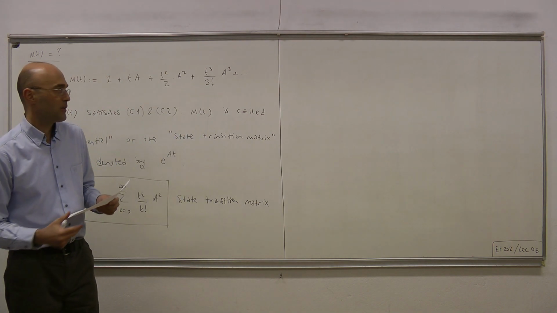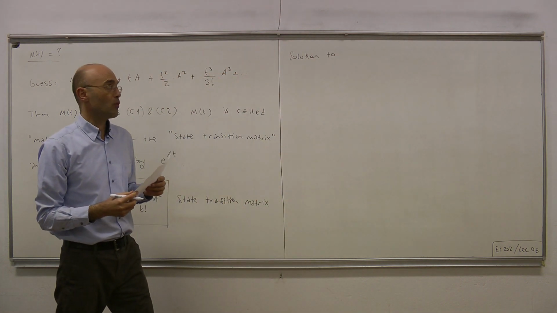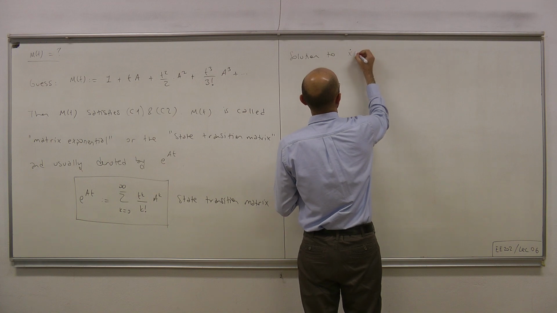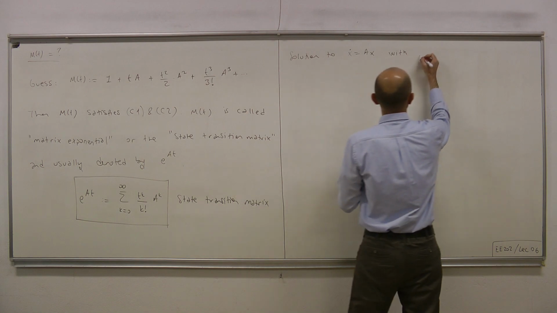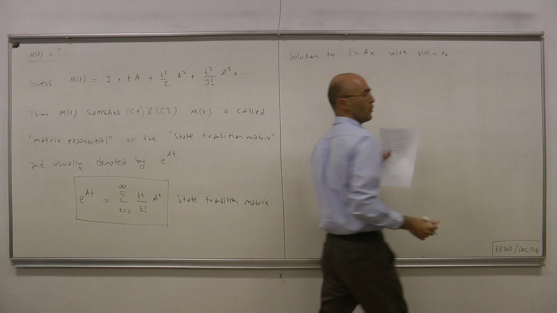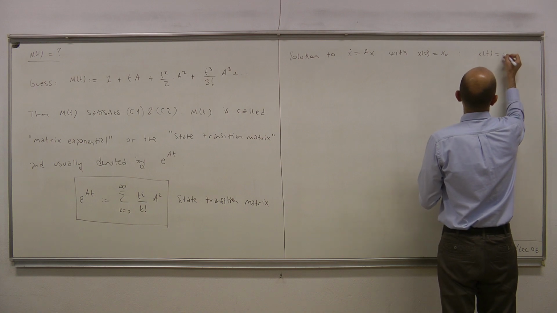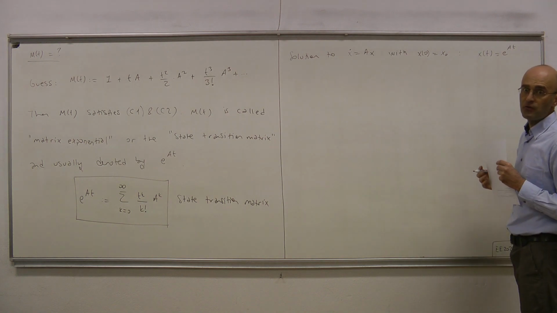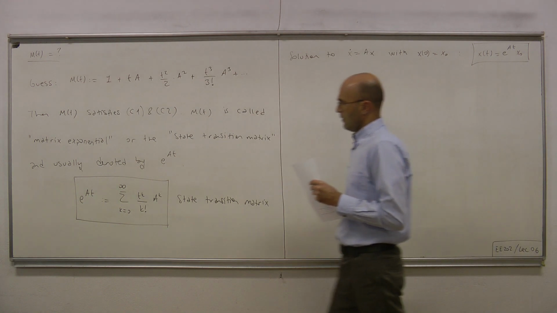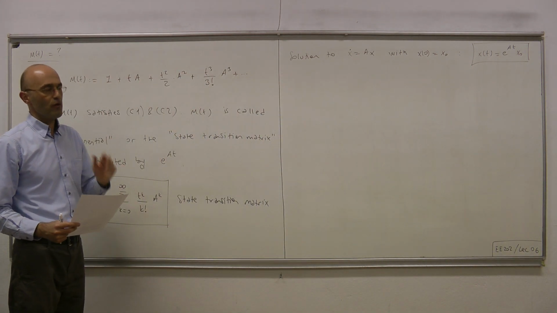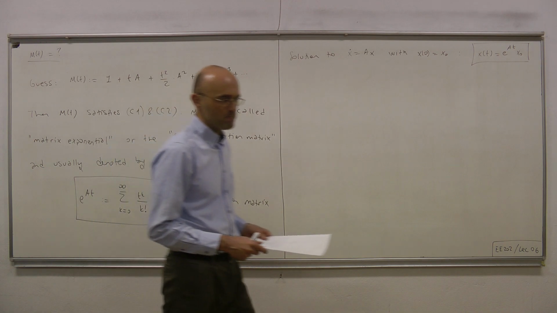And then, once you have the state transition matrix, the solution to the homogeneous state equation x dot equals Ax with initial condition x(0) equals the initial condition vector x0 is x(t) equals e to the At, the state transition matrix, times x0. So we have obtained the solution to x dot equals Ax, the homogeneous state equation.